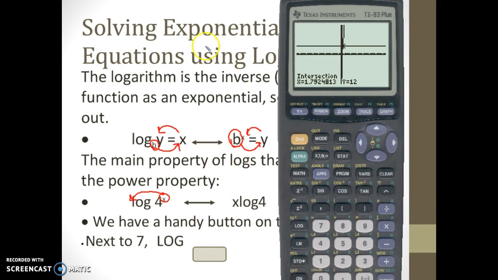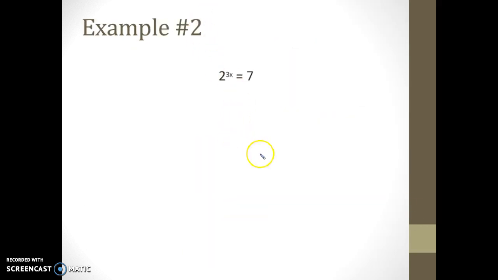Alright? So for our first example here, I've got 2 to the 3x equals 7. 2 and 7, there's no way I can write those as the same base. So I'm just going to take what we call the log of both sides. And remember, whatever you do to one side, you have to do to the other. So now I've got log of 2 to the 3x equals log of 7. Alright, now power property says I can take that 3x and put it out front.